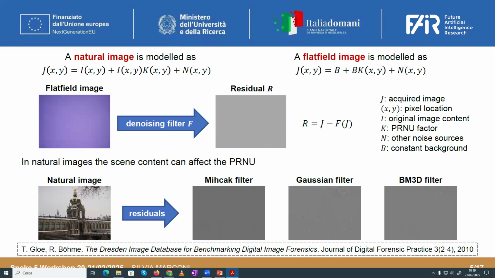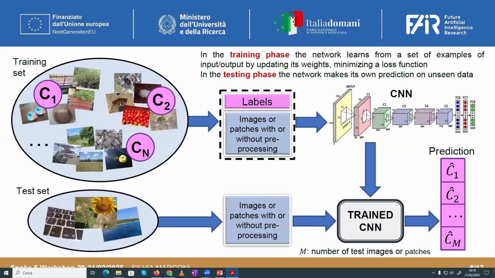We address the problem with a convolutional neural network in a supervised learning approach. We give as input to the network the images or patches, so with or without preprocessing. And during the training phase, the CNN learns this association between the images and the labels. And then during the test phase, the network will make some predictions on the unseen data.